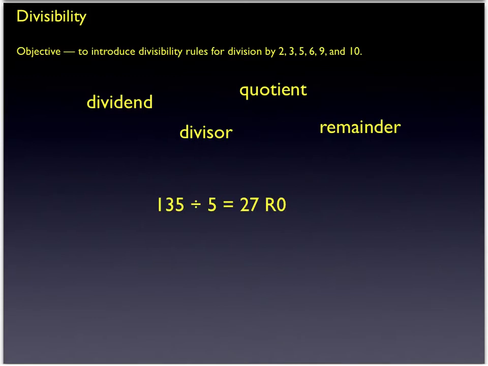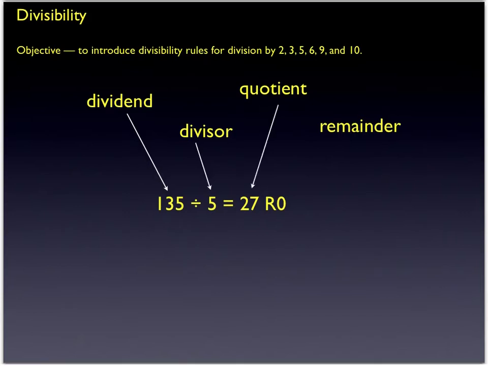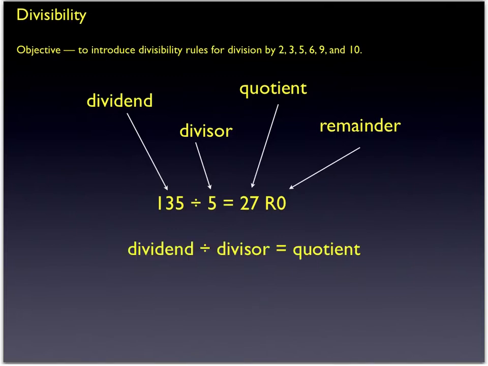So if you're looking at the problem 135 divided by 5 equals 27 with a remainder of 0, 135 is our dividend, 5 is our divisor, 27 is our quotient, and there is no remainder in this particular problem, so our remainder is 0. So you can look at it as dividend divided by divisor equals quotient.